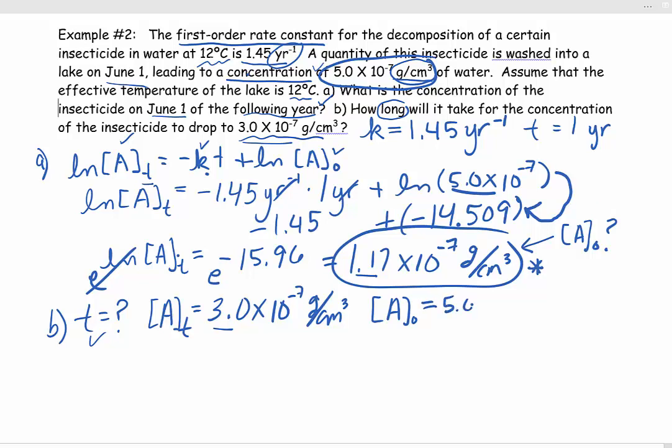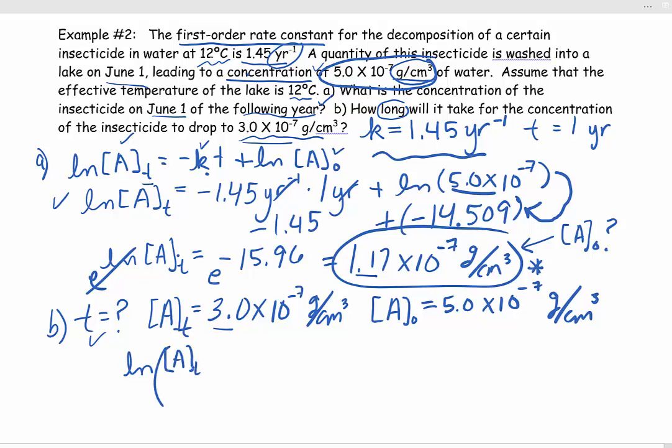So this is our A naught, 5.0 times 10 to the minus 7th grams per centimeter cubed. And we still know our K value that was given in the problem. It's the same K, we're still at 12 degrees, presumably. So now we're solving for time. We could use the same equation that we just did up here, or we could use the other form of the first order integrated rate law.